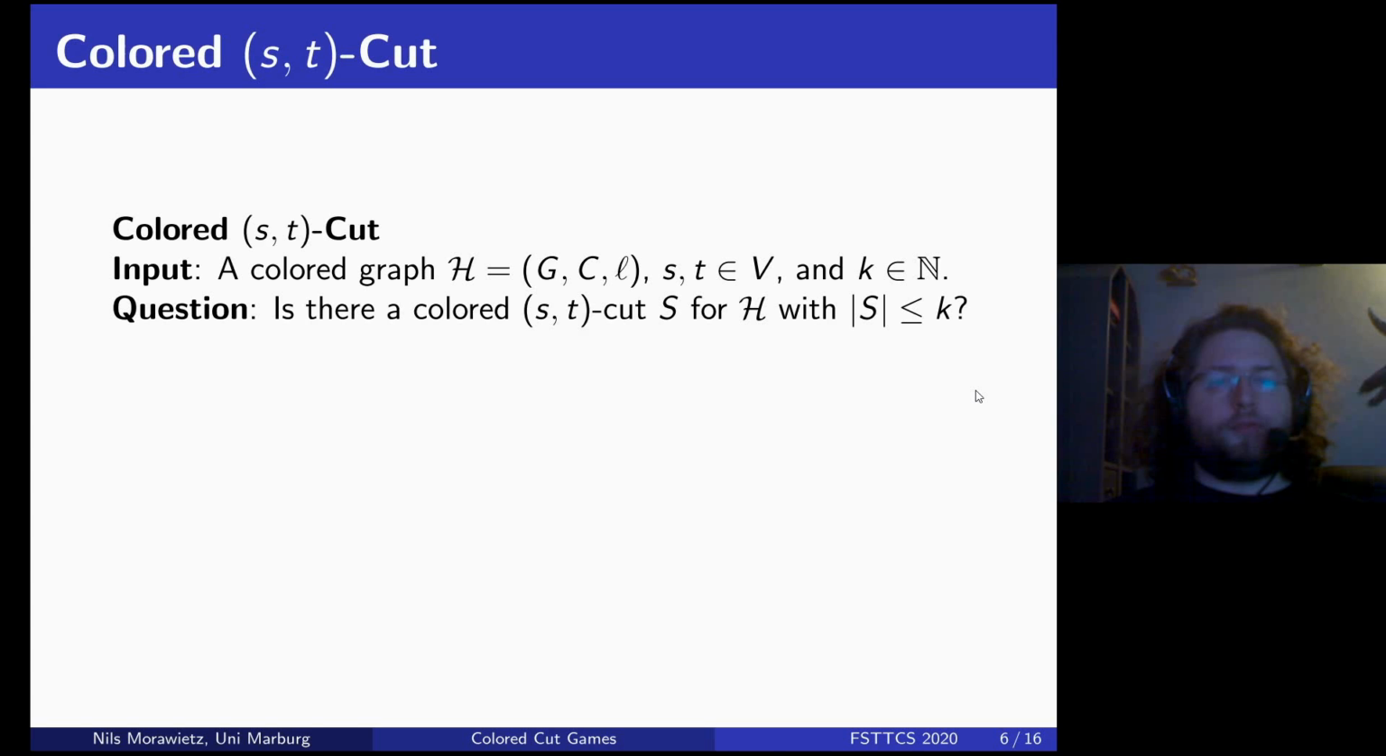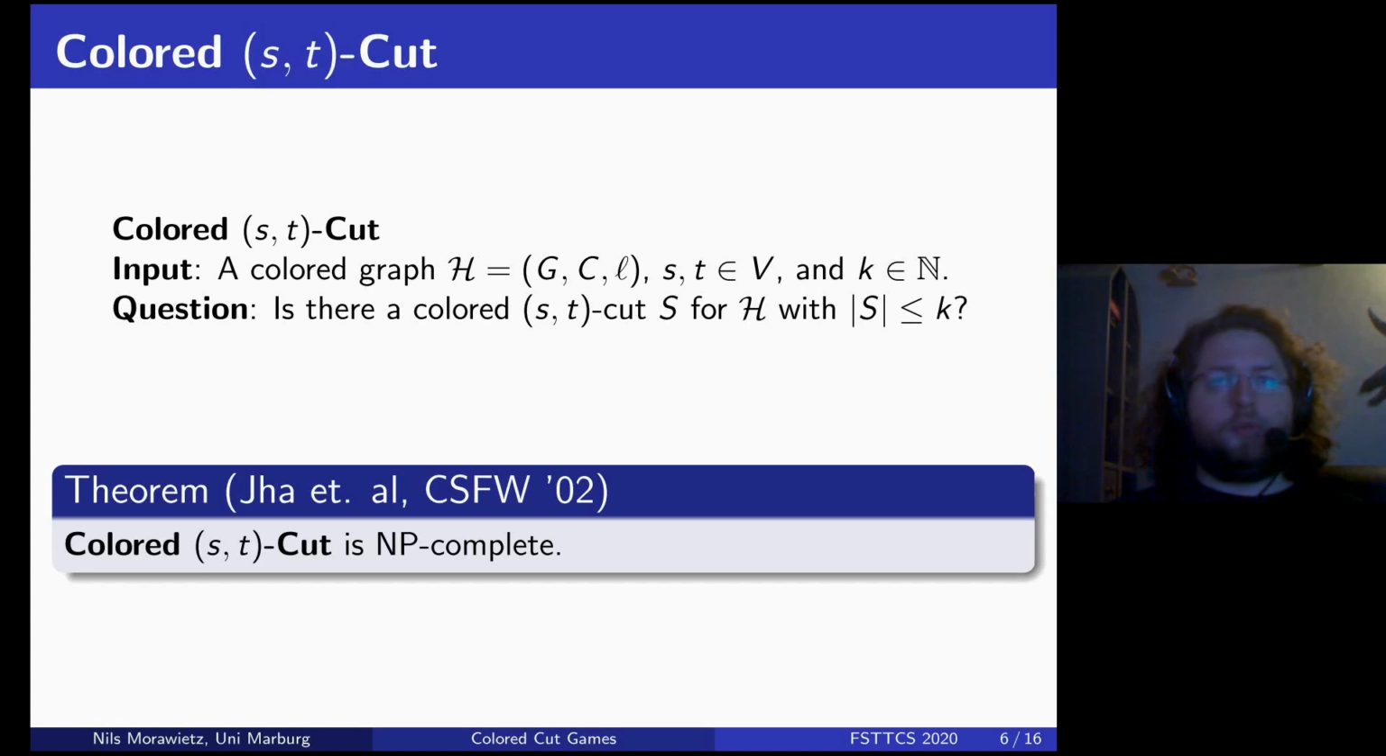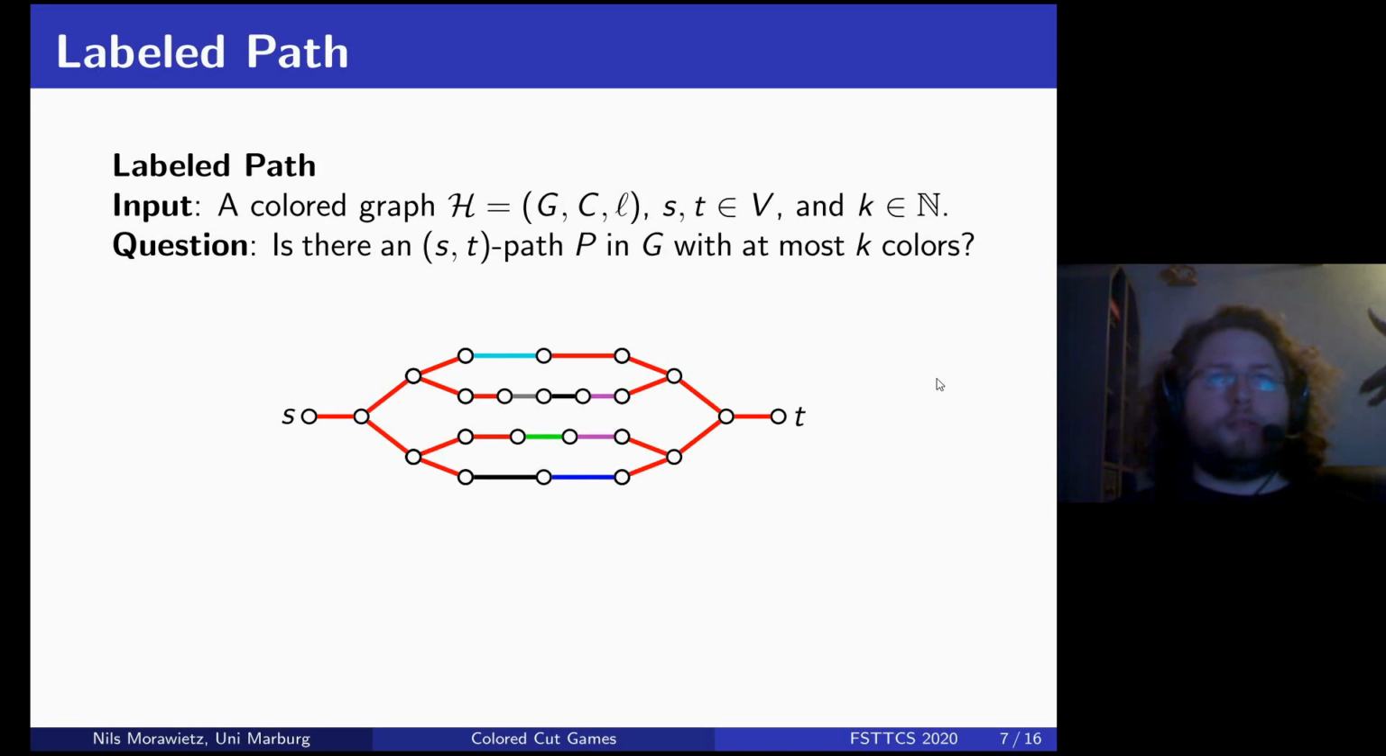This problem was first introduced in 2002 by Yuan et al. and shown to be NP-complete. On the other hand, if one wants to find out if it is possible to connect S and T with as few colors as possible, one can define the labeled path problem, in which we want to know if there is an ST path in a graph with at most k colors.